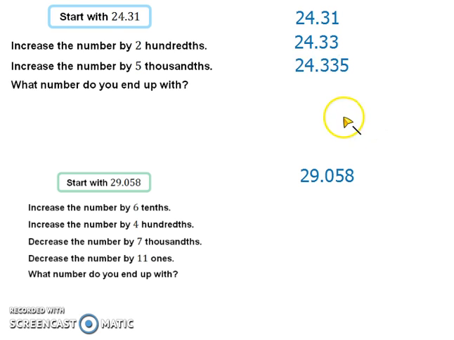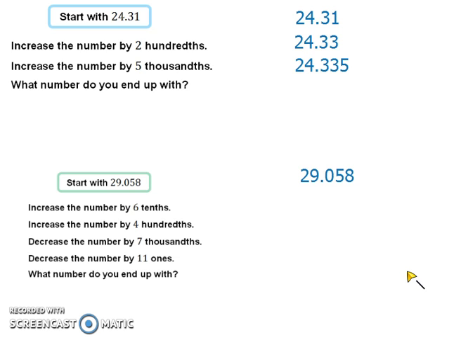And this is the number we end up with. So we're done now. We've increased our 0, which is in this column and this column that you don't see because you don't need to write it. We increased it by 5, and our number becomes 24.335. The questions will get harder and you'll get more steps that come into it.